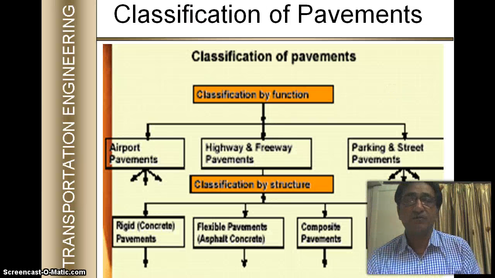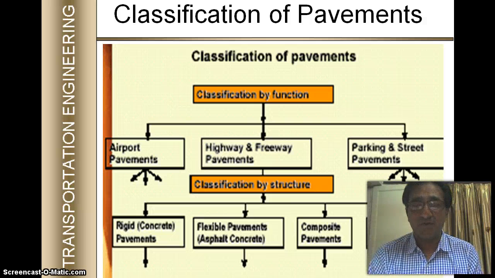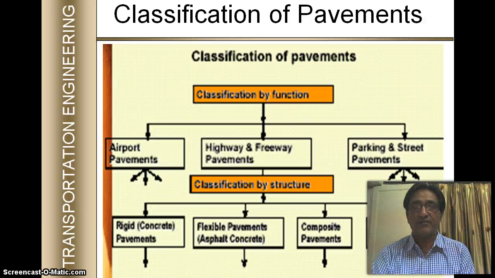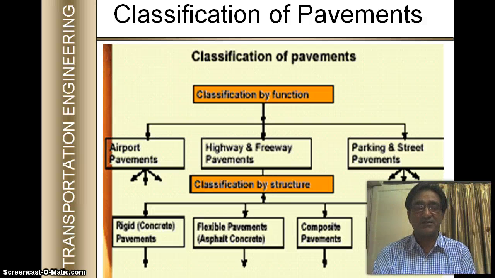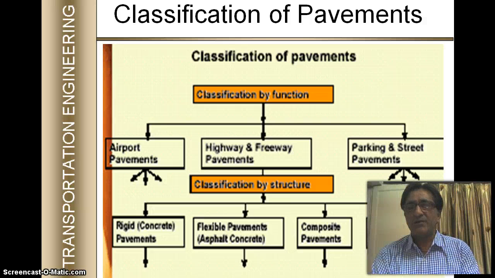Now, classification of the pavement. There are two types of classification of the pavement. One is based on function and the other is based on structure. The classification by function includes airport pavements, highway and freeway pavements, parking and street pavements. And the classification by structure includes rigid pavement, that is cement concrete pavement, flexible pavement, that is bituminous concrete pavement, composite pavements, and gravel pavements or unpaved roads.